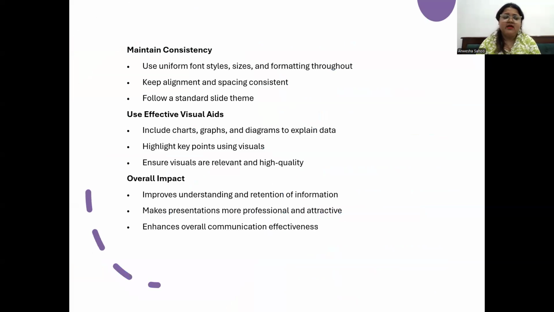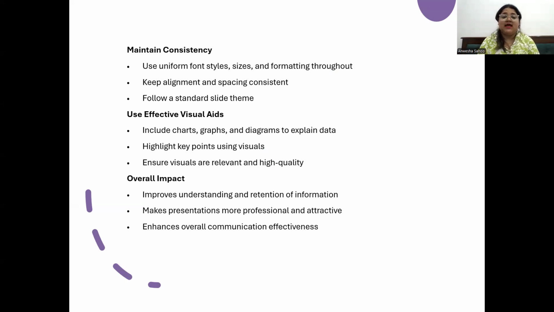If you prepare all such things in a very proper way, the main part is to maintain consistency. For example, if your slides are not consistent, if one after one slide they don't match, that doesn't follow a proper workflow, then your presentation will be hampered and you will lose your own flow of speech. So use uniform font styles, sizes, and formatting throughout your presentation. Whatever be the number of your slides, keep alignment and spacing consistent.